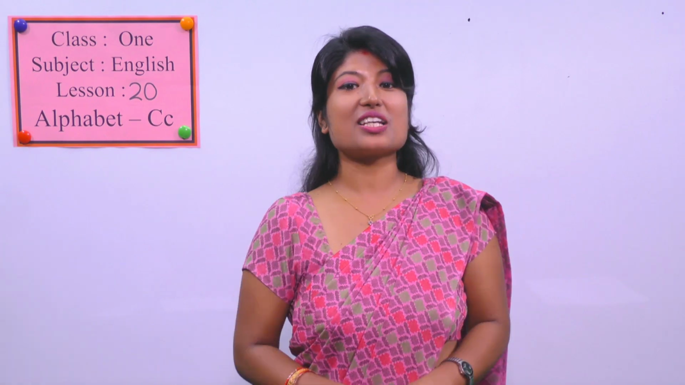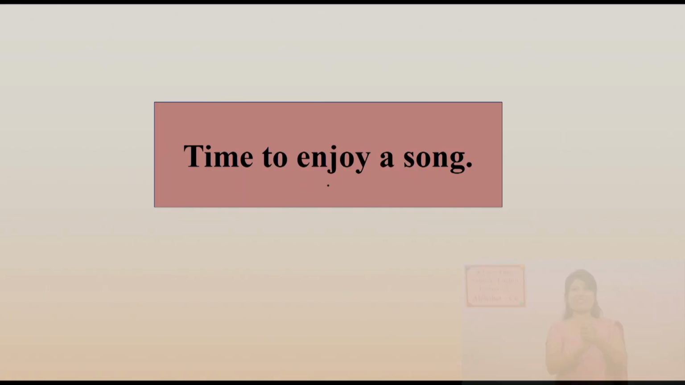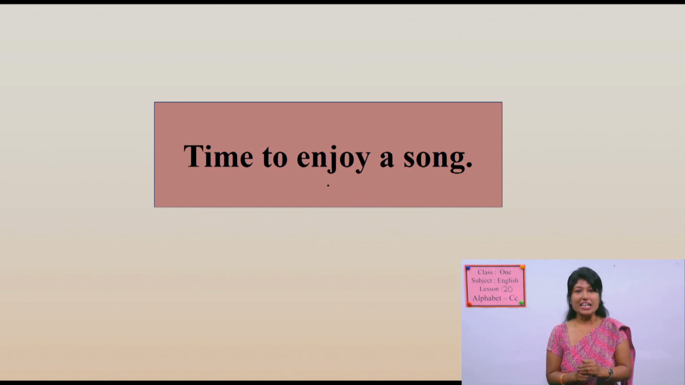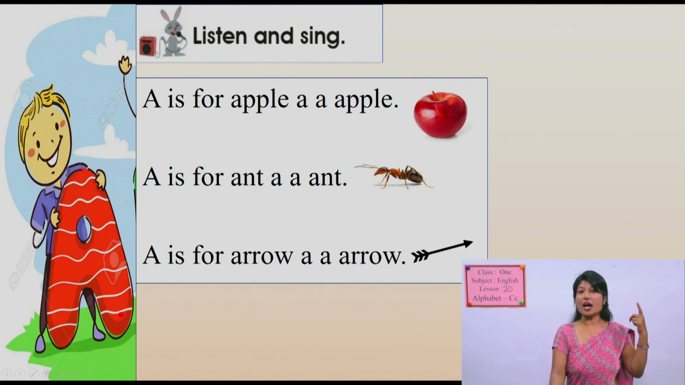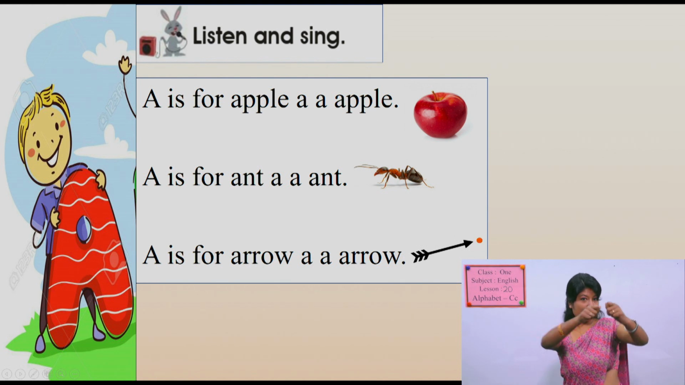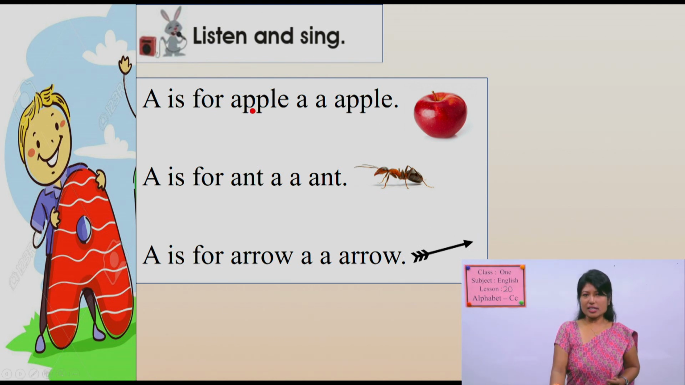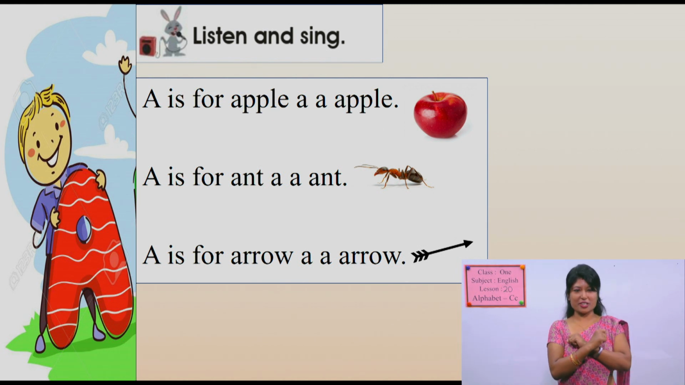Oh, yes, this is time to enjoy a song. Do you like songs? I like it very much. Okay, let's enjoy a song of alphabets. Let's sing. Can you recognize this letter? Uppercase A, or we can say capital A, right? So this song is about the letter A. Apple. What is this? Another picture? Ant. And the third one? Arrow. Okay, can you sing this? Come on, sing with me and enjoy with me. Are you all excited? Good, let's sing this one.